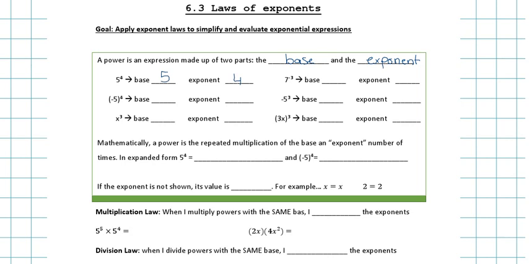How about -5 in brackets to the power of 4? So the base is -5. Why is the base -5 and not only 5? Because it's in brackets. That's right. Okay? Because whatever is inside the bracket, that's your base.